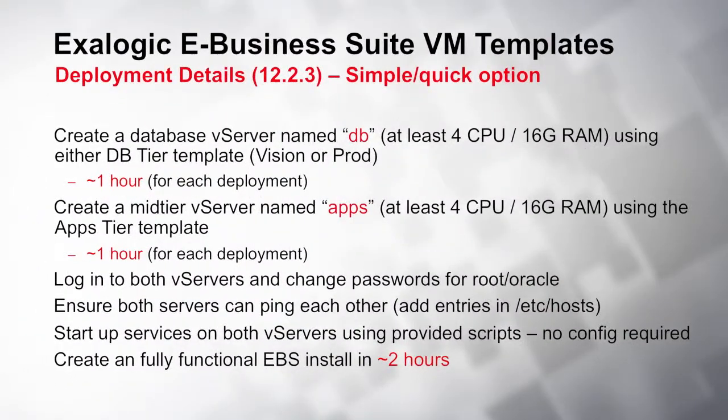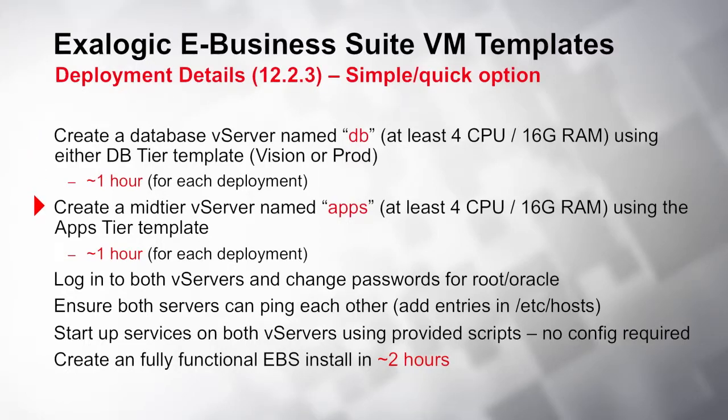So let's take a look at the simple quick option. Essentially, you create a database virtual server named DB. That is a requirement in this case because there's some hard coding in the VM templates for this name. So the database server has to be named DB. Again, the server size has to be at least 4 CPUs and 16 gig of RAM. And you can use either tier template, whether it's Vision or production, to create the vServer. This will take approximately an hour.